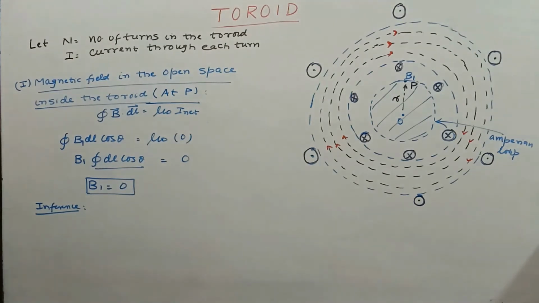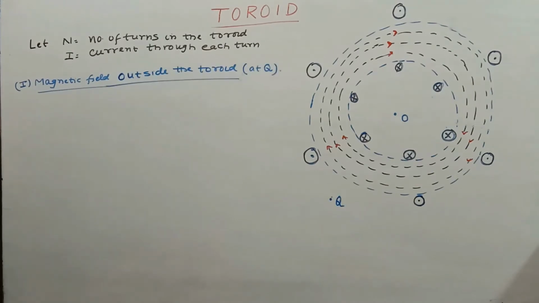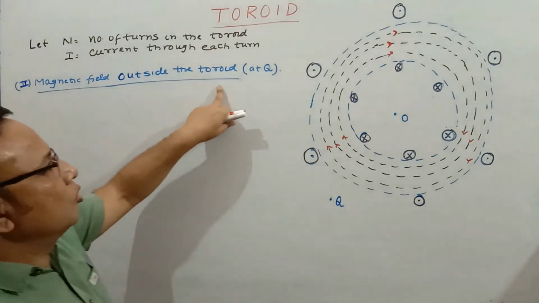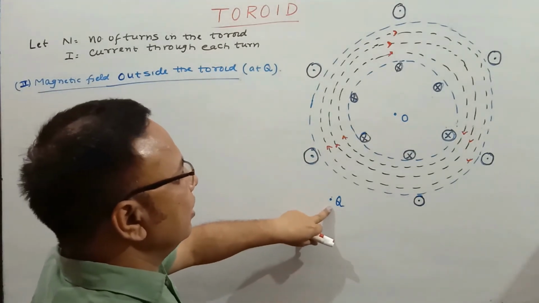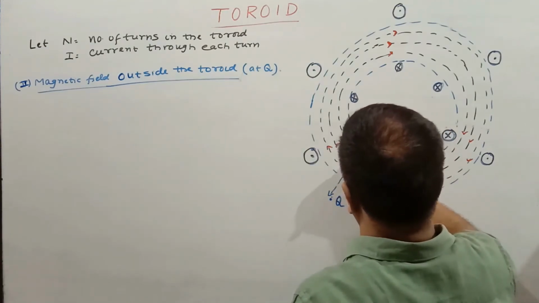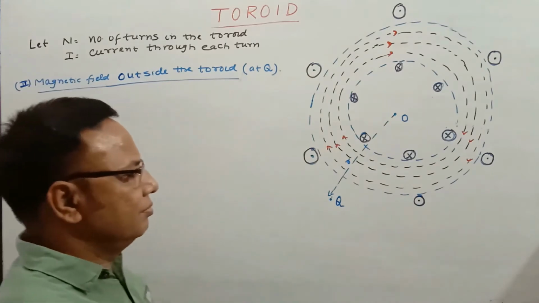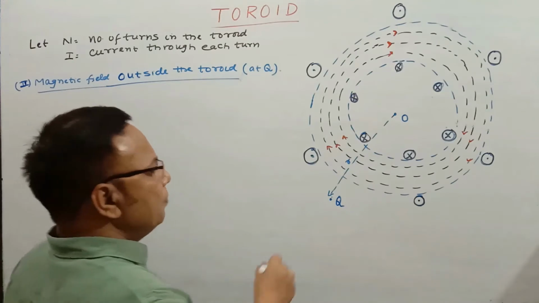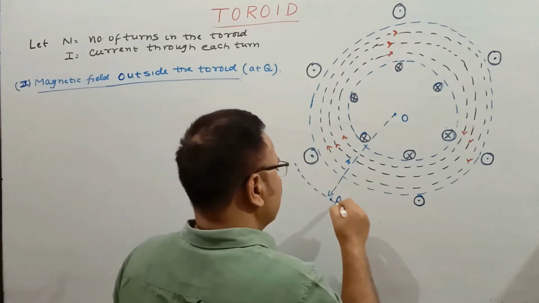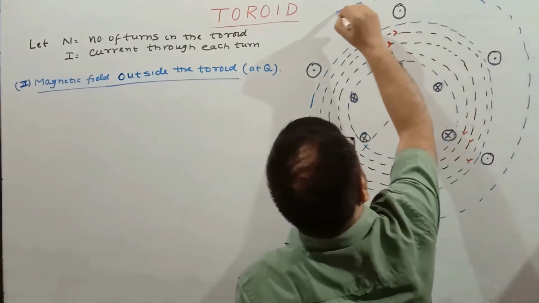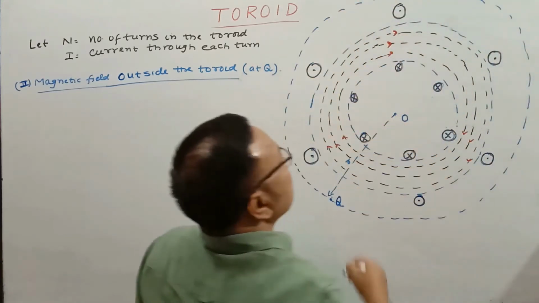Now we are going to see the magnetic field outside the toroid. The second case is the magnetic field outside the toroid. Here at Q, outside it, at a distance, once again say R0, or simply you can say R. That is up to you, the variable value. Of this radius we are going to draw an Amperian loop. If you draw an Amperian loop, it is somewhat like this. So this is what you are getting.